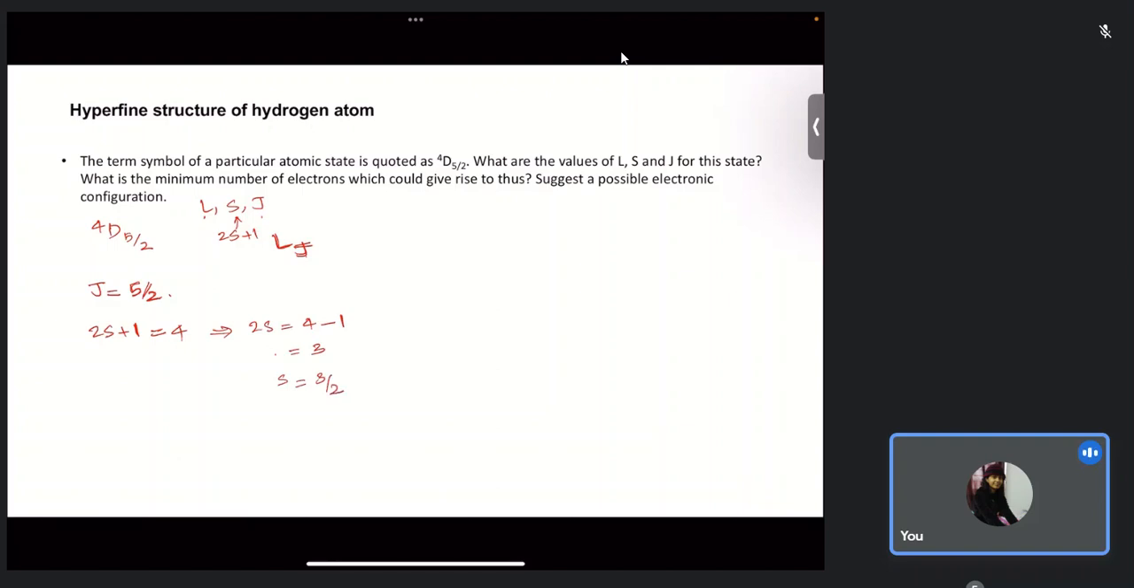Then we have to find L. If L is equal to 0, the term is S. When L is equal to 1, the term value is going to be P. When L is equal to 2, the term value is D. L equal to 3 is F. So here the term value is D, which corresponds to L equal to 2.